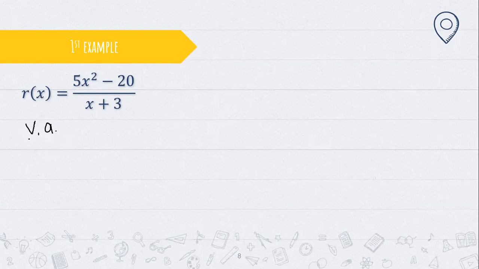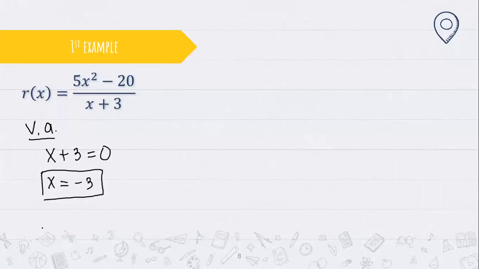Vertical asymptote is computed by equating our denominator to 0. So, what is our denominator? X plus 3. Equate that to 0. So, x is equal to negative 3. So, this is our vertical asymptote. Right? Vertical asymptote is really easy, class. That's it.